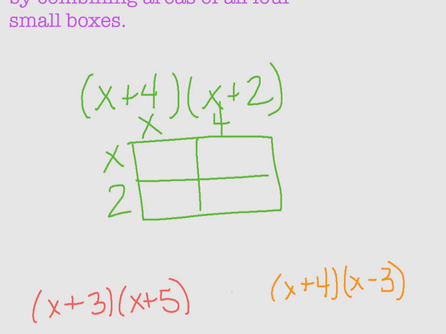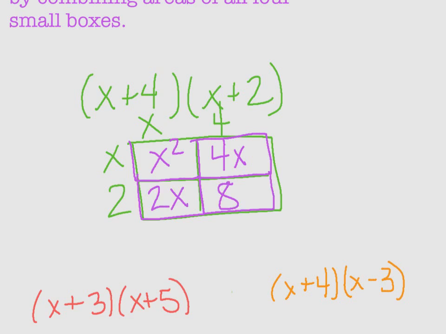What I'm going to do next is multiply the sides of my boxes to find the areas of the smaller boxes. So if I have x times x, the smaller box is x squared. If I'm looking at this box right here, I have x times 4, which is 4x. If I'm looking at this box right here, I have 2 times x, which is 2x. And in my last box, I have 2 times 4, which is 8.